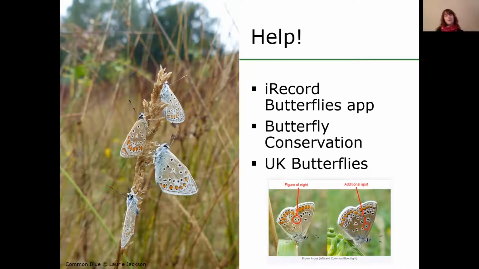And then UK Butterflies has got some really useful stuff. I can't remember what it's called. I don't know, confusion species or something. There's a really useful part on their website that compares the similar species and gives you clues as to how you can separate them. So that's another really useful thing to look out for.